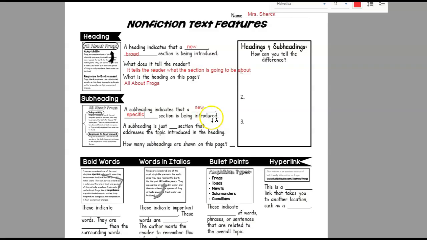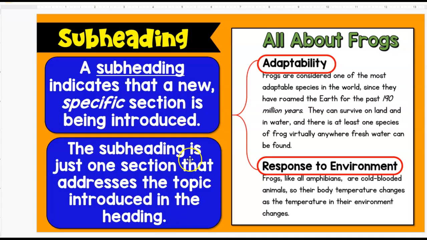section is being introduced. A subheading is just blank section that addresses the topic introduced in the heading. A subheading is just blank section. I'm going to have to go back and look at my PowerPoint. A subheading is just one section. So we could have about eating. We could have about how they hop.